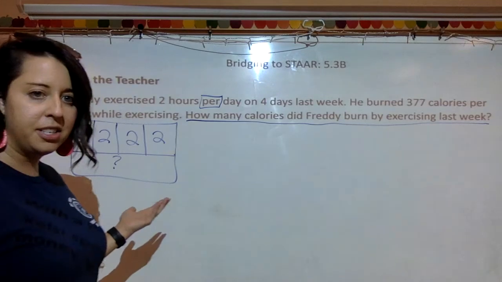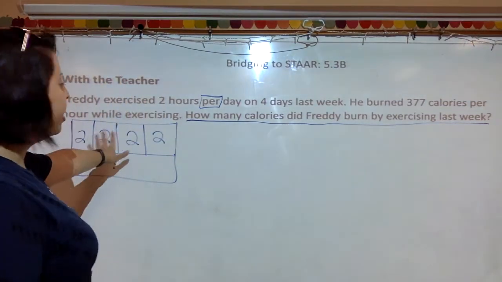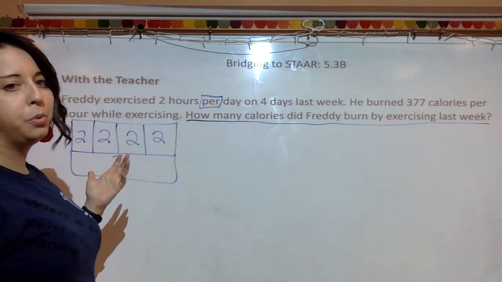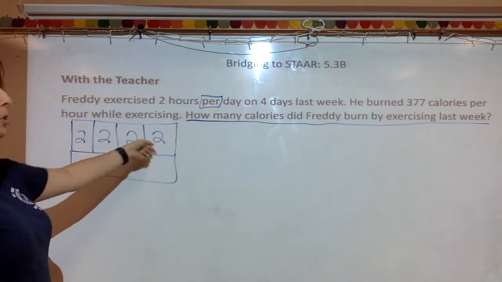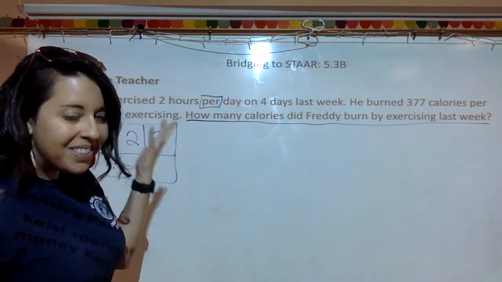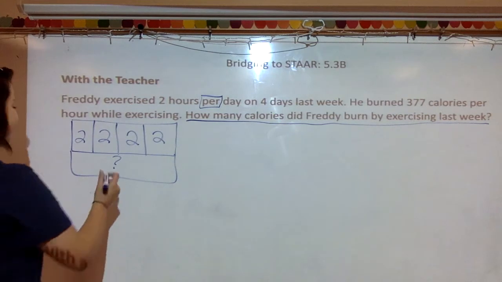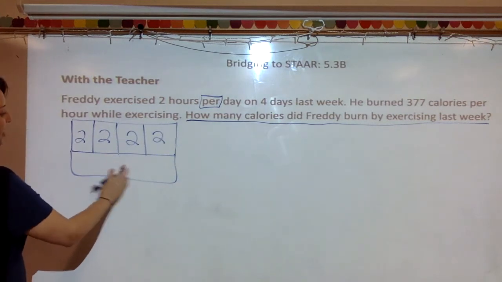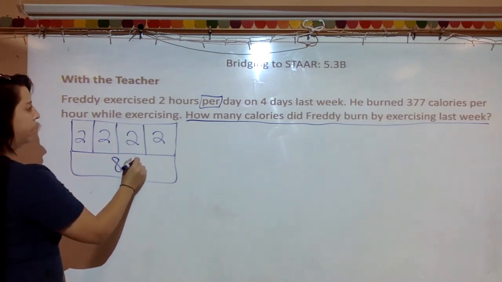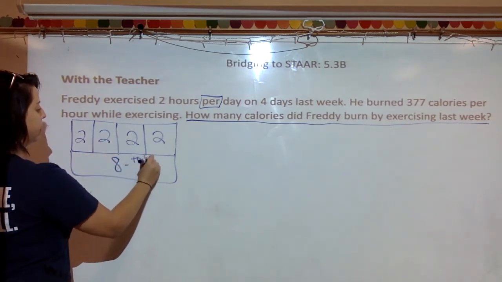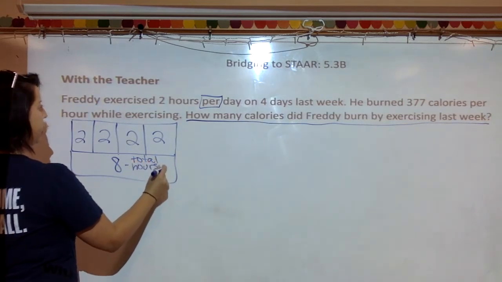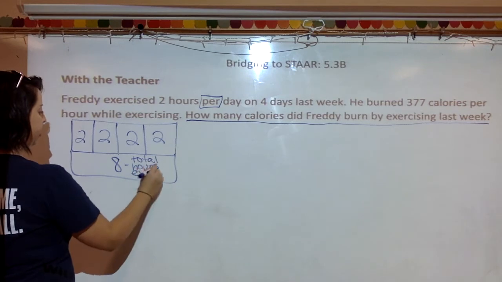There's just no other way to do this, right? So for this part, I am just multiplying 2 times the 4 days. Or you could do repeated addition, which is 2 plus 2 plus 2 plus 2. So hopefully y'all know 2 times 4 is, yes, it's 8. Thank you. So we're going to go ahead and replace the question mark down here with the 8. So we at least know this is our total hours he exercised last week.